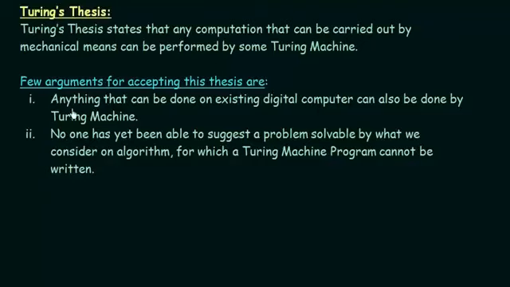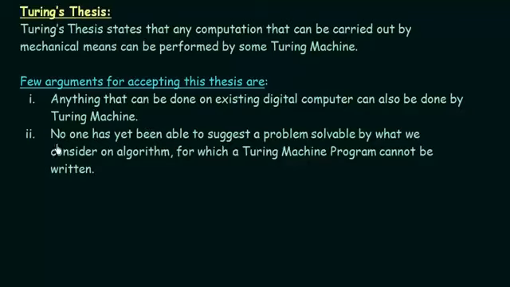Number one, anything that can be done on an existing digital computer can also be done by a Turing machine. So any computation that we can do on the digital computers that we have today can also be done by a Turing machine. So we see how powerful a Turing machine is.